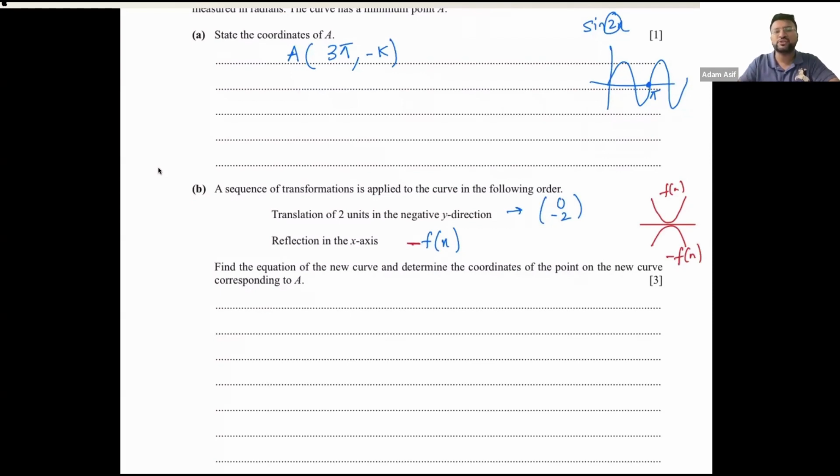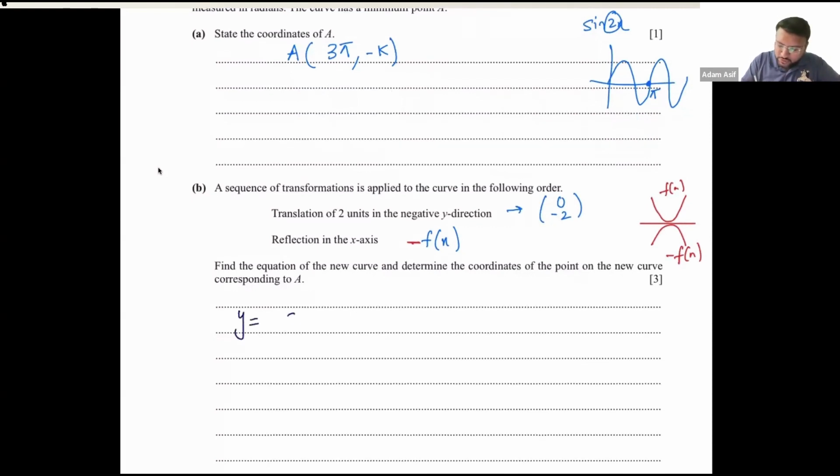We need to find the equation of the new curve and determine the coordinates of the point on the new curve corresponding to point A. Okay, so we are going to start with the function that we have, y equals k sine half x. This is the original function. Now you are going to apply two transformations on this function. सबसे पहले क्या करेंगे? Translate in the y direction.